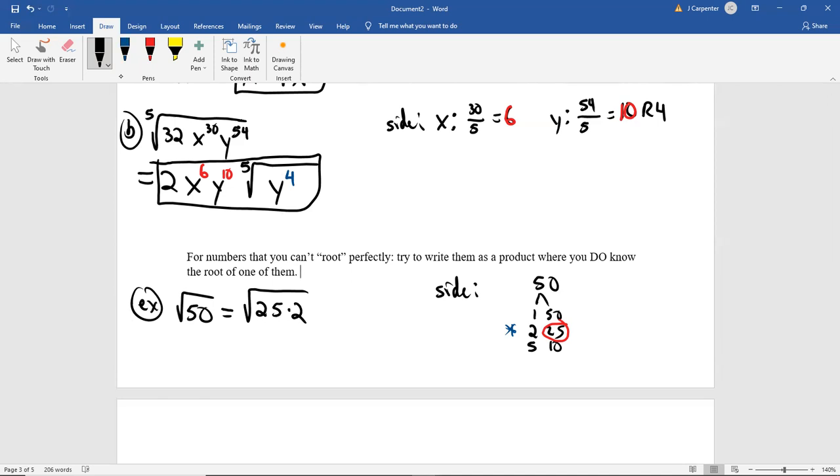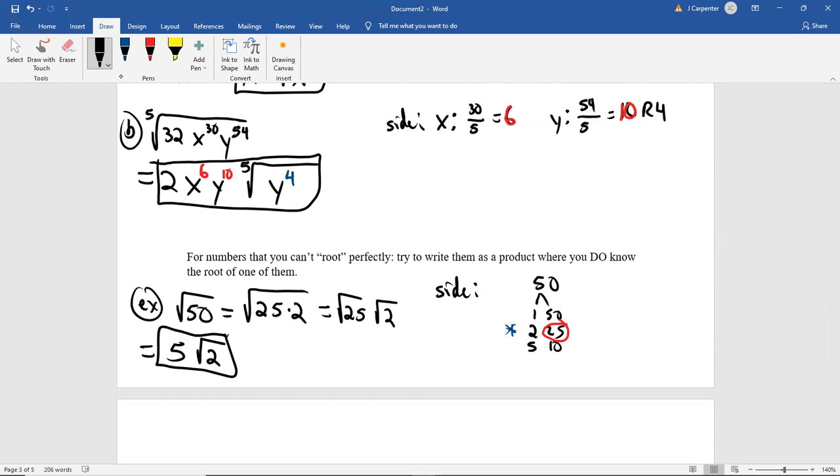Square root of 25 times 2. Why am I doing that? Because I know that I can write this as an individual product, square root of 25 times the square root of 2. And I do know the square root of 25, it's 5. I don't know the square root of 2, so I leave it alone. And boom, there's our answer.